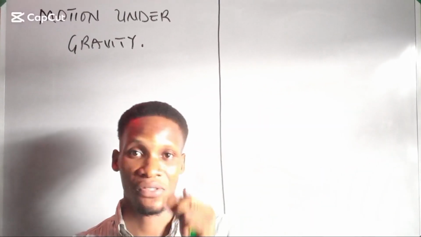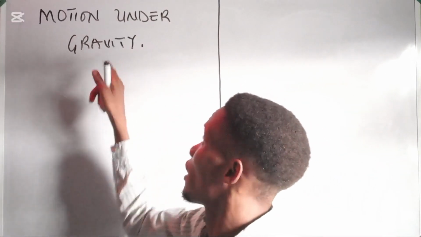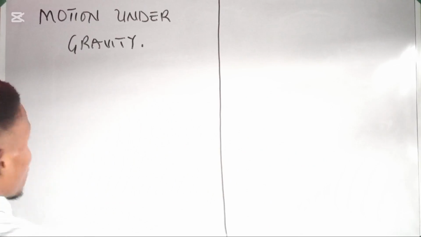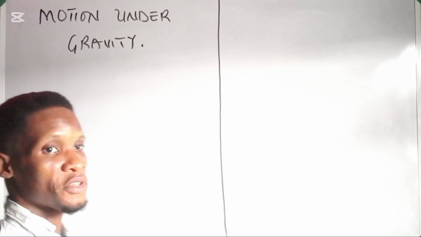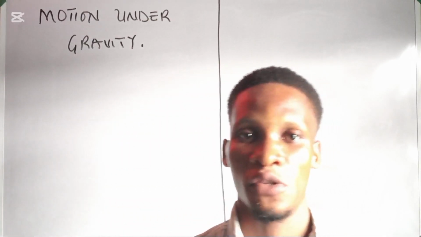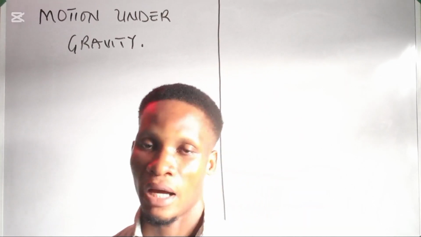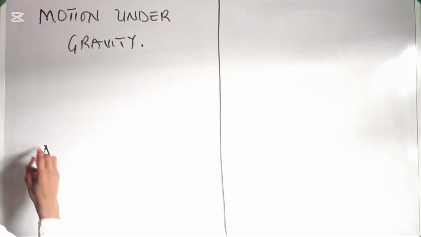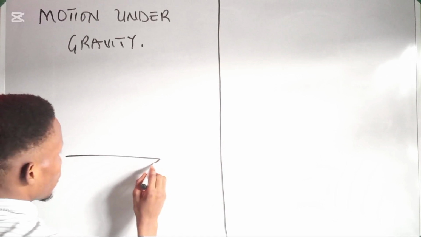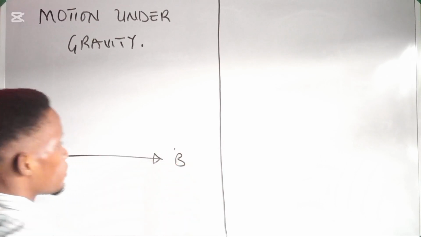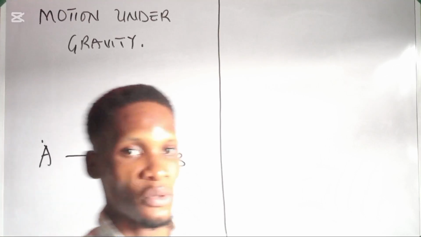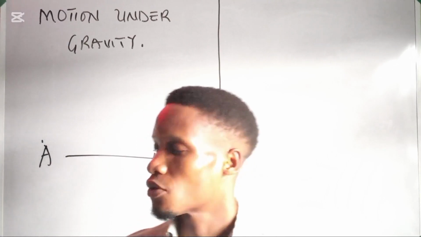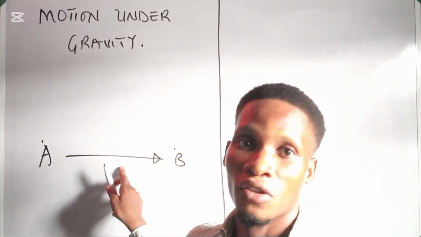We're going to look at motion under gravity today. So you know what motion is all about, which is when a body moves from one point to another. We say this body has undergone motion when it moves from point A to point B. That's the basic definition of motion.